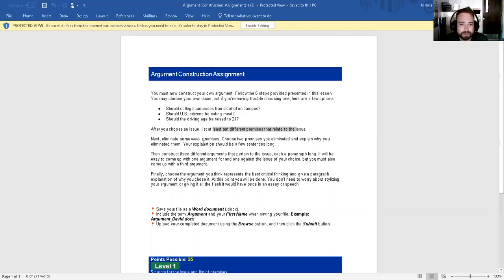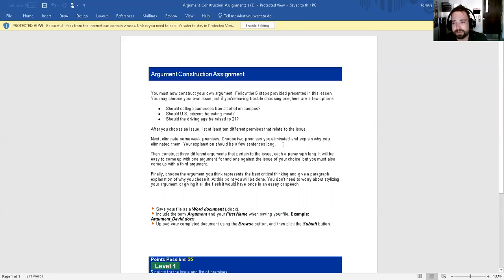Your next step is to eliminate some of your weak premises. So not all of your premises will be great, or the more you think about them, you might be like, oh yeah, this one's not that awesome. So eliminate them, just cross them out and explain why you eliminate them. Your explanation can be just a few sentences long.